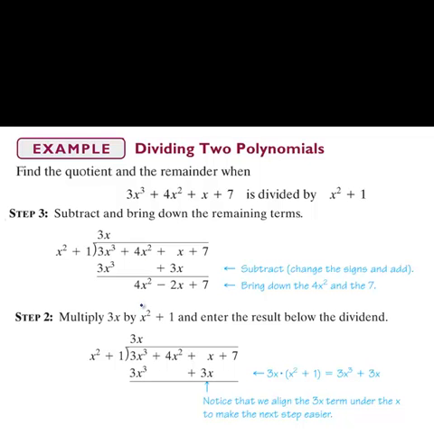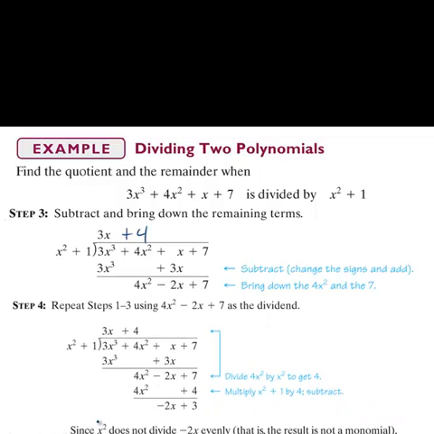And then we're down here now. When you subtract, you get 4x squared minus 2x plus 7. And then you repeat the process. You ask, how many times does x squared go into 4x squared? And the answer would be 4. So you'd put a 4 there. All right? So there's your 4.